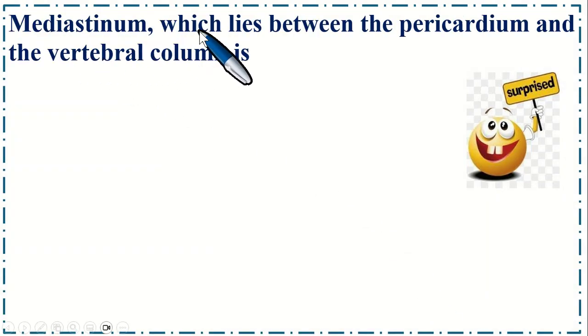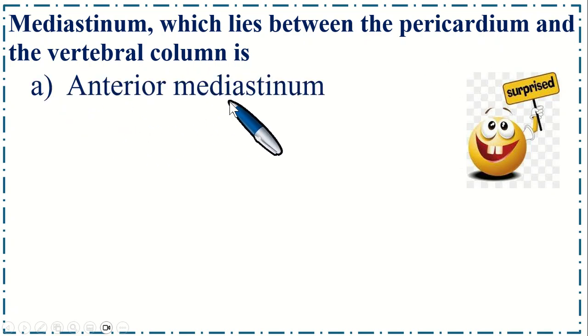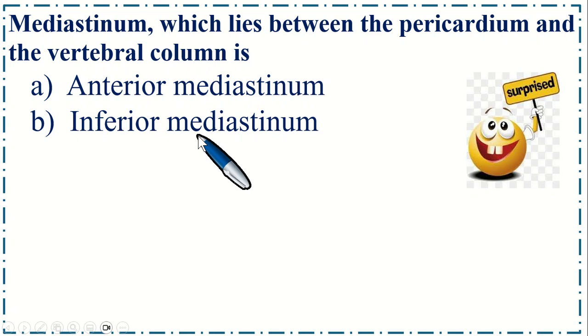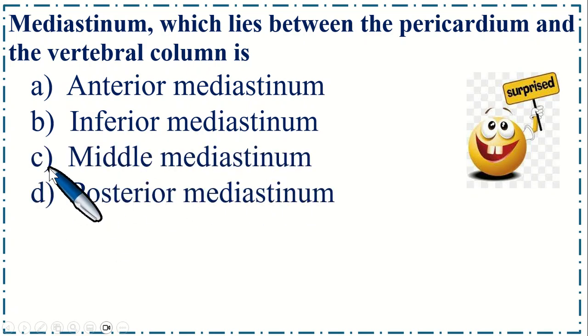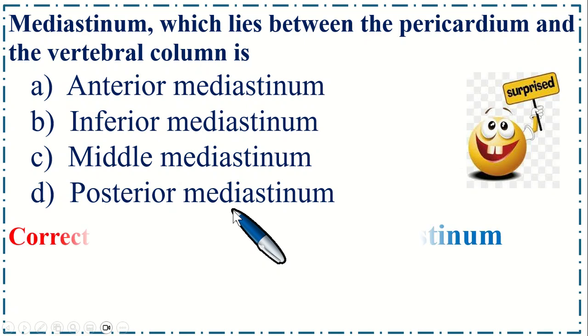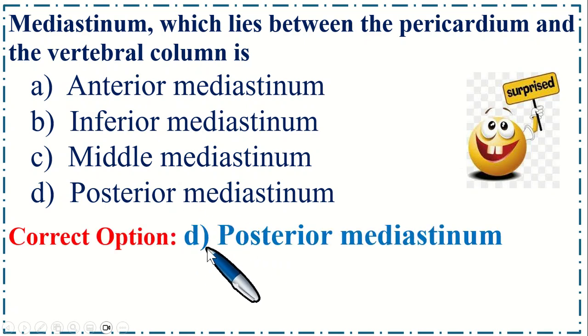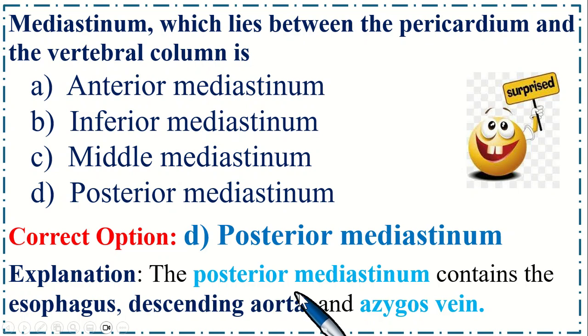Mediastinum, which lies between the pericardium and the vertebral column, is option A anterior mediastinum, B inferior mediastinum, C middle mediastinum, and option D posterior mediastinum. So the correct option is D, posterior mediastinum. The posterior mediastinum contains the esophagus, descending aorta, and azygos vein.